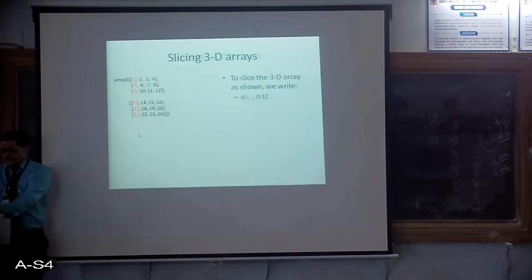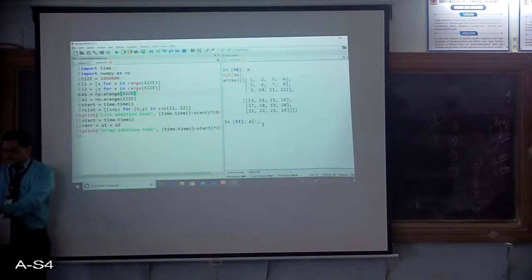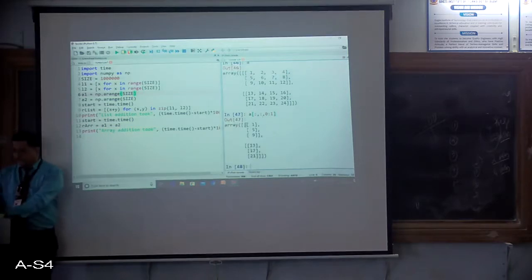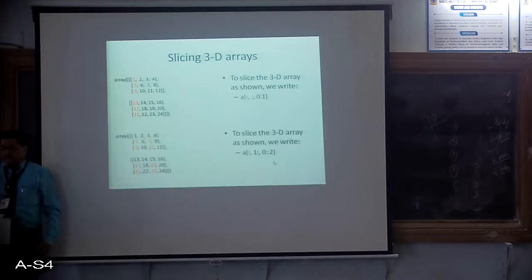Let us look at this. A is this, and I want to retrieve 1, 5, 9, 13, 17, 21. So I can say colon, that is all the two-dimensional arrays, colon, that is all the rows of both the inner dimensions, and 0, colon 1, that is I want to retrieve only the first column. So this will return me 1, 5, 9 and 13, 17, 21. So I have got the slice that I wanted.